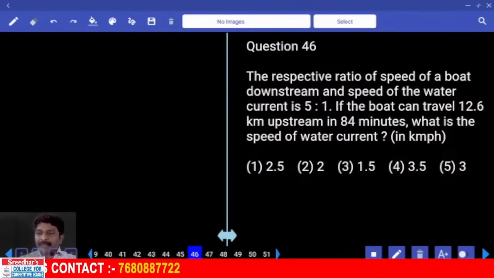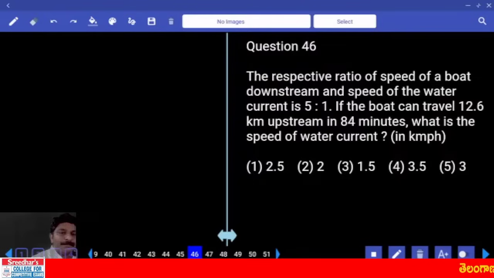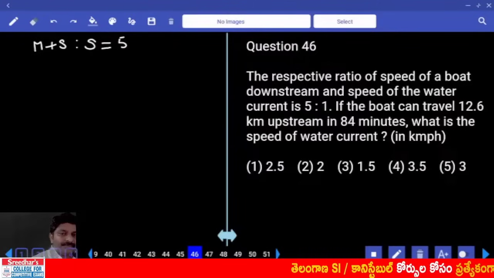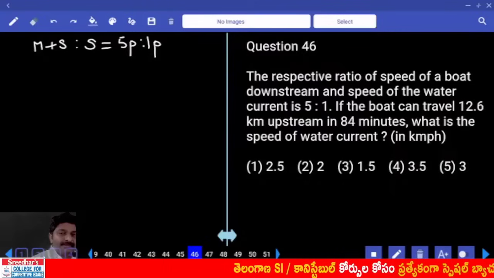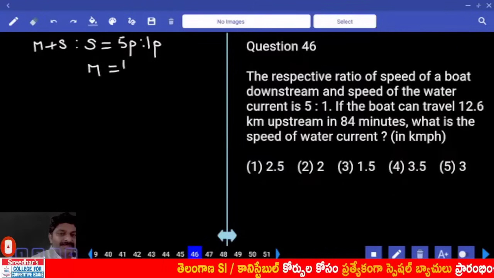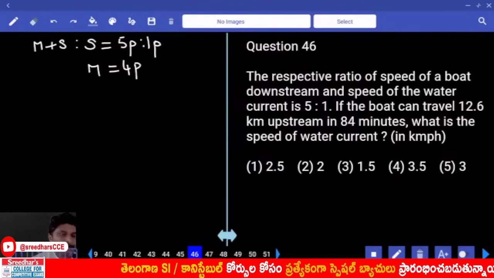46. The respective ratio of speed of the boat downstream and speed of the water current is 5:1. So downstream, M plus S, stream, they are in the ratio 5:1. From this we can decide man speed is equal to 4 parts.